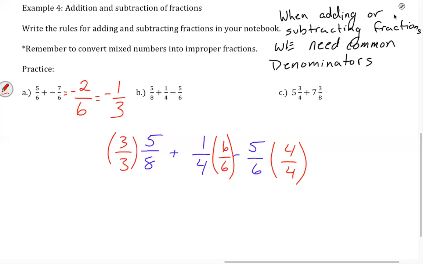So I'm going to simplify these fractions, each piece at a time. So the first piece would be 15 over 24. The second piece would be 6 over 24. And the third piece would be 20 over 24. And 15 plus 6 is 21 minus 20 is 1/24. Easy enough? I'll give you a second to copy that down.